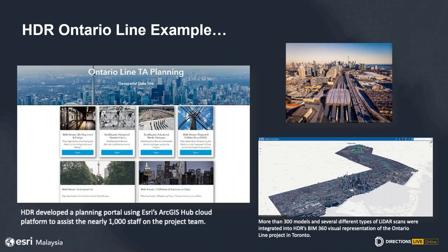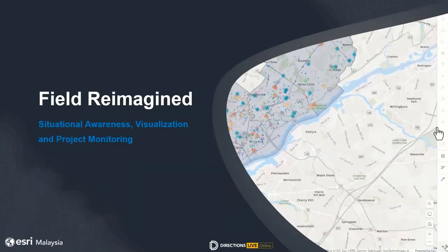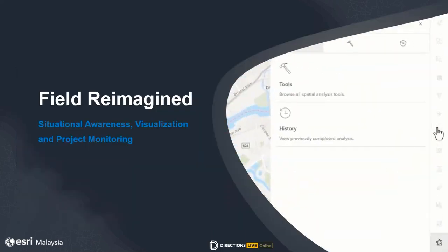In this project, more than 300 models and various types of LiDAR scans were integrated into HDR BIM 360, a visualized representation of the Ontario Line of Toronto. The unified technology platform made it easier for the team, which, like I said, is around 1,000 staff, to communicate and collaborate, playing a crucial role in the project's success. So that's talking about the data-centric.